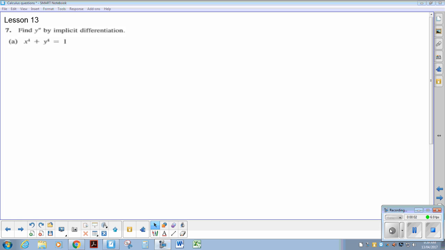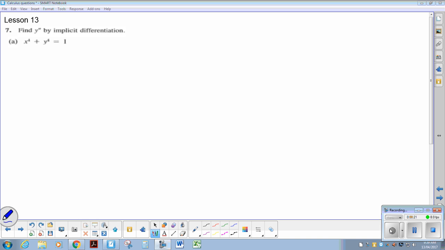Hello, I've had a question in Unit 3, Lesson 13. I'm looking at 7a, and they want us to find the second derivative by implicit differentiation. So at first it looks all right because it's going to be a power rule question, but unfortunately it always becomes challenging when you have implicit.